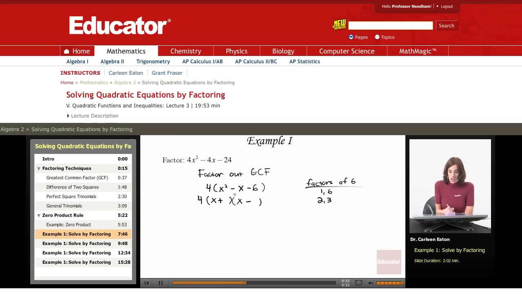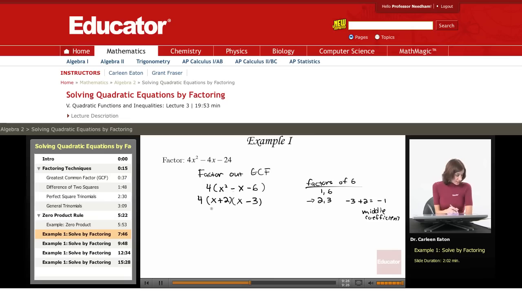And that's not a very large number, so I'm going to look for factors that are close together. I'm going to try these first. Now, one is negative and the other's positive. Since this is negative, I'm going to make the larger number negative. So let me try, negative 3 plus 2 equals negative 1, and that gives me the coefficient of that middle term. So, this is what I've got.